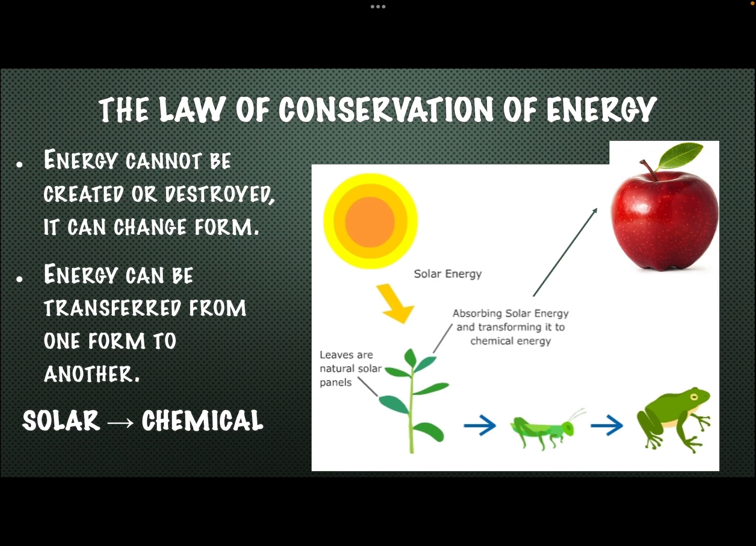So we have energy from the sun being transferred to plants for photosynthesis. This is something that we saw in our food webs and food chains in ecology, where energy is passed from one source to another.